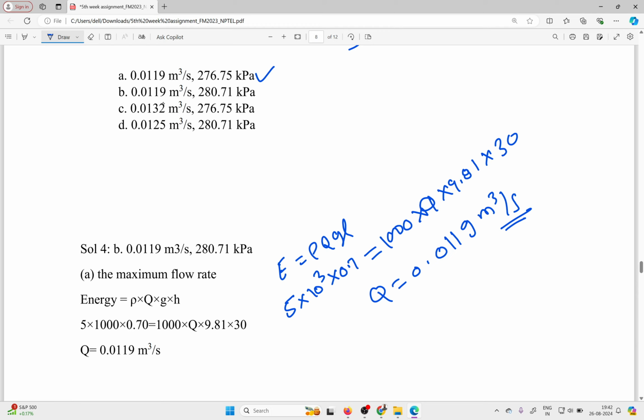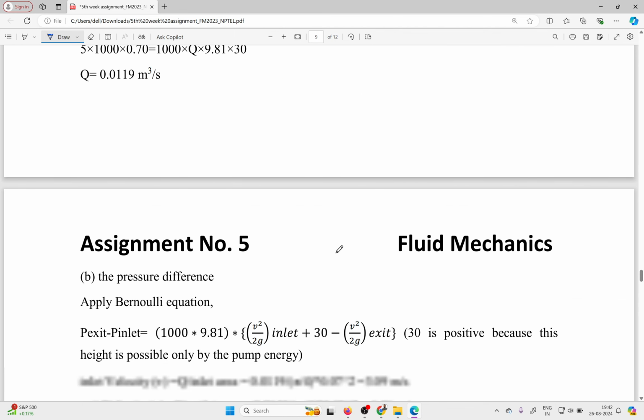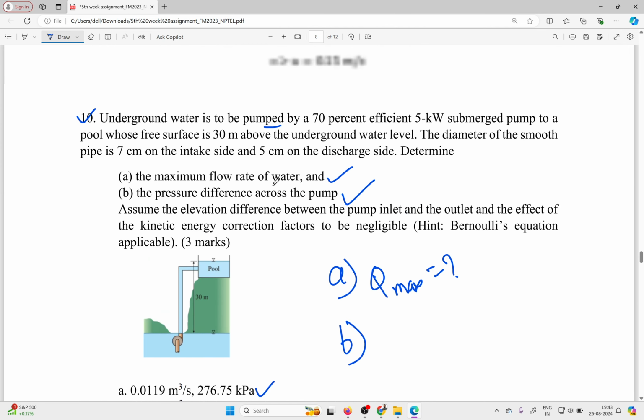So here option A, maybe option B, which will be correct, we'll see when we calculate the second part, the pressure difference. How will you calculate the pressure difference? Pressure at exit minus pressure at inlet. The area is different at both exit and inlet. Let me show you. I don't know why it is running slow.